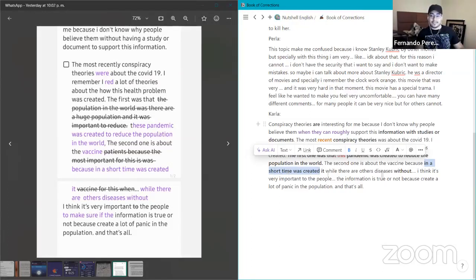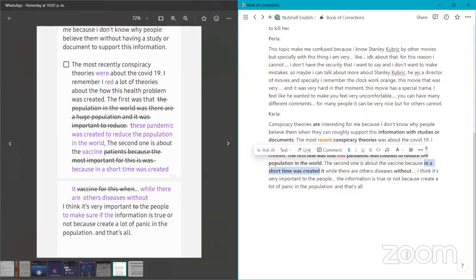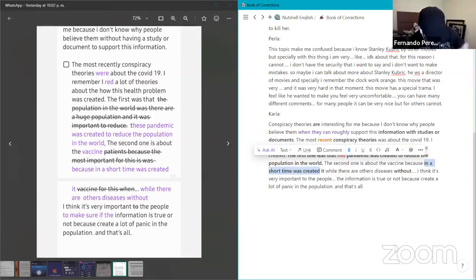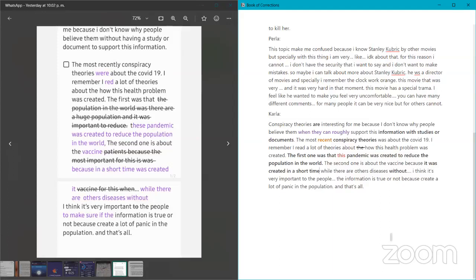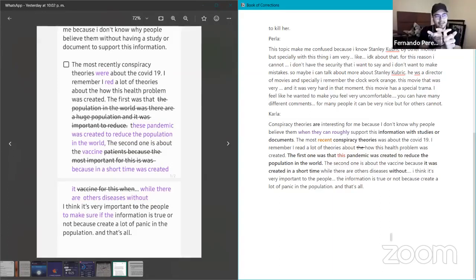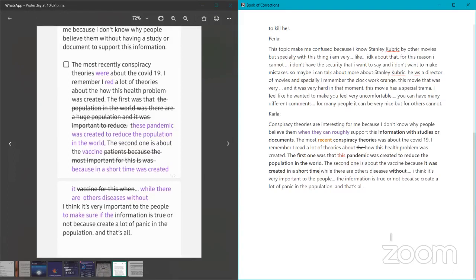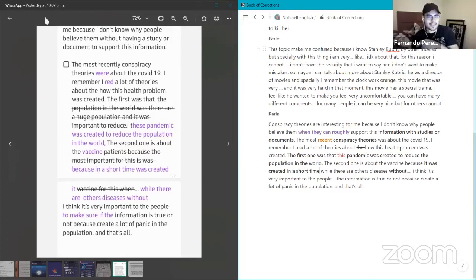The highlighted section. Because it was created in a short time. Exactly. Rephrasing should be: it was created in a short time. And you have the it after the verb, affecting completely the way you are understanding the sentence. The little position of a subject can affect completely the way you're understanding, because we were checking transitive verbs. Create is a transitive verb.